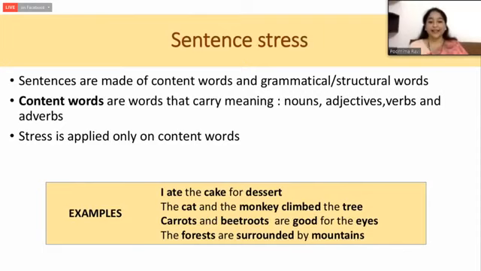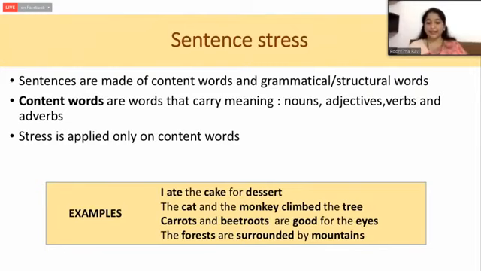The next, the cat and the monkey climbed the tree. The nouns are the cat and monkey, and climbed is the verb, and tree. So they are stressed. Another area that you could look at when you apply sentence stresses: if you remove the structural words, the meaning is still communicated. Let us look at the third sentence.